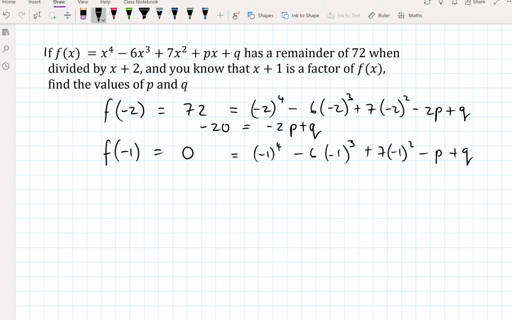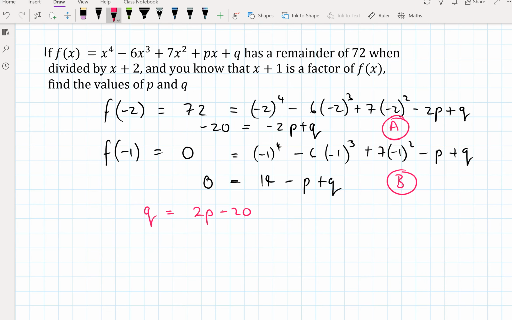Here I'm going to have 1. That's going to be minus 1 times minus 6, positive 1. That's going to be positive 1 times 7, so that's going to be 14. So I'm going to get 0 is equal to 14 minus p plus q. So here are my two equations. We'll call this one A, we'll call this one B. And what can I say about this? Well, if I rearrange A, I can say that q is equal to 2p minus 20.